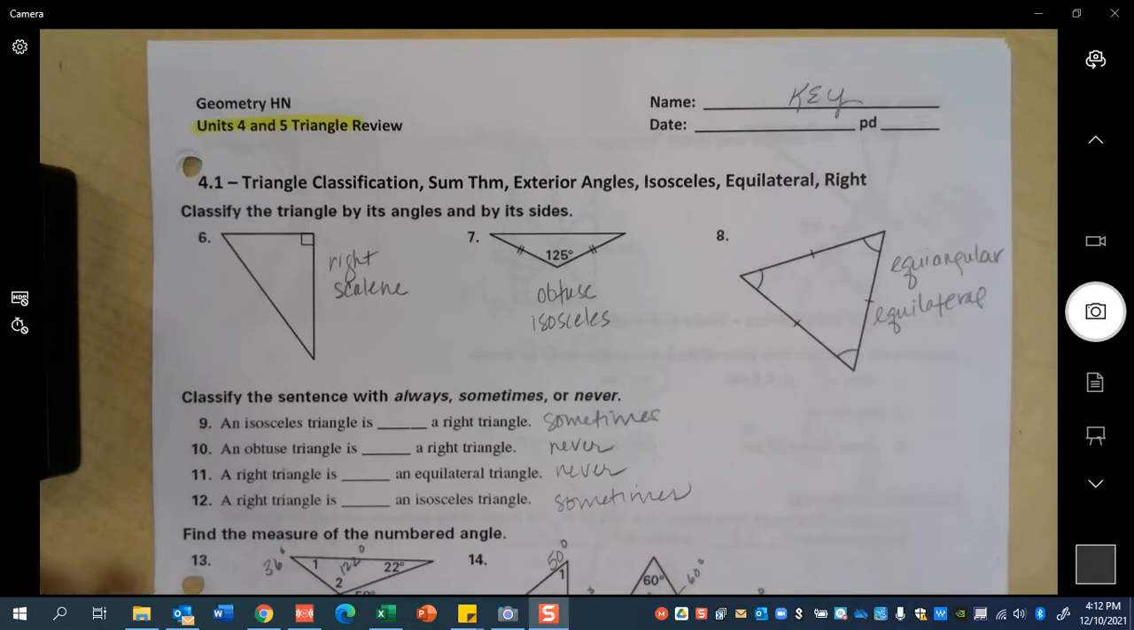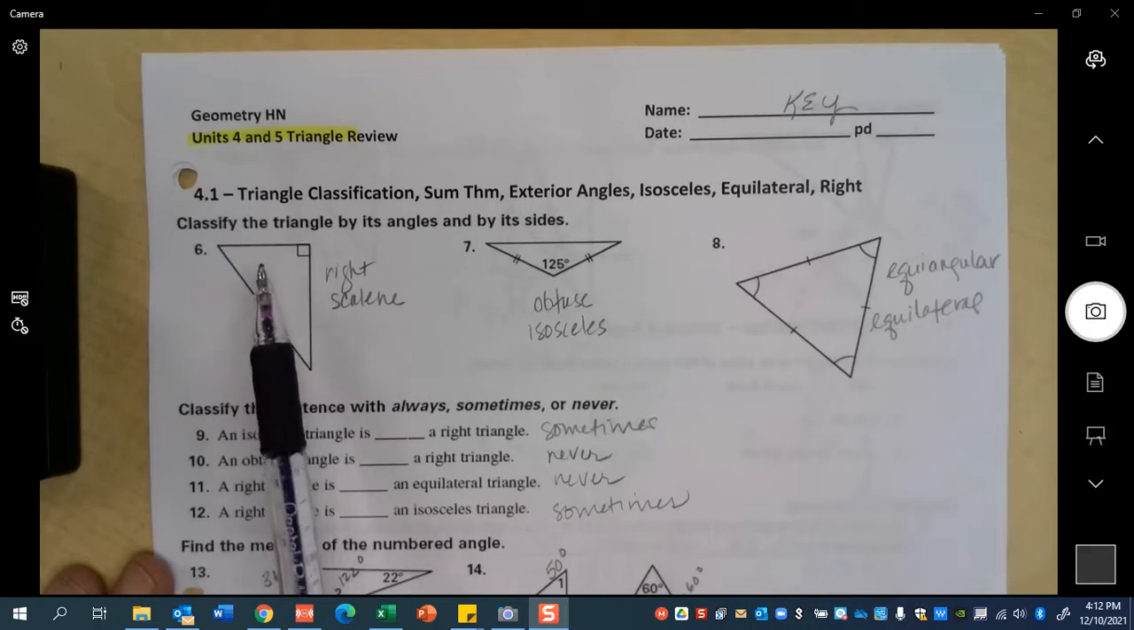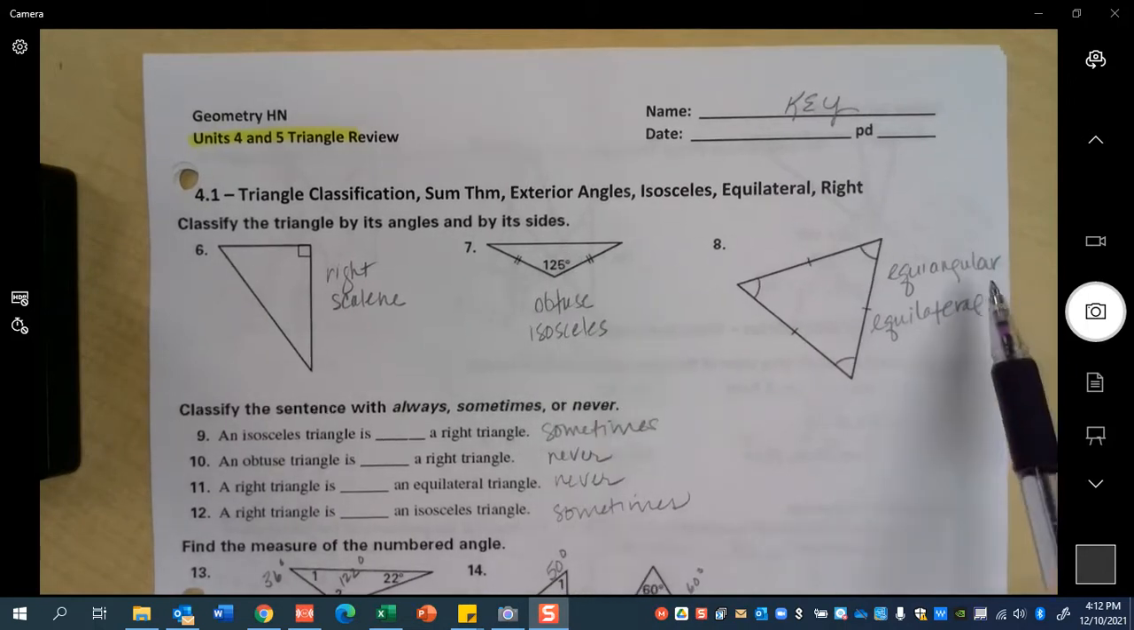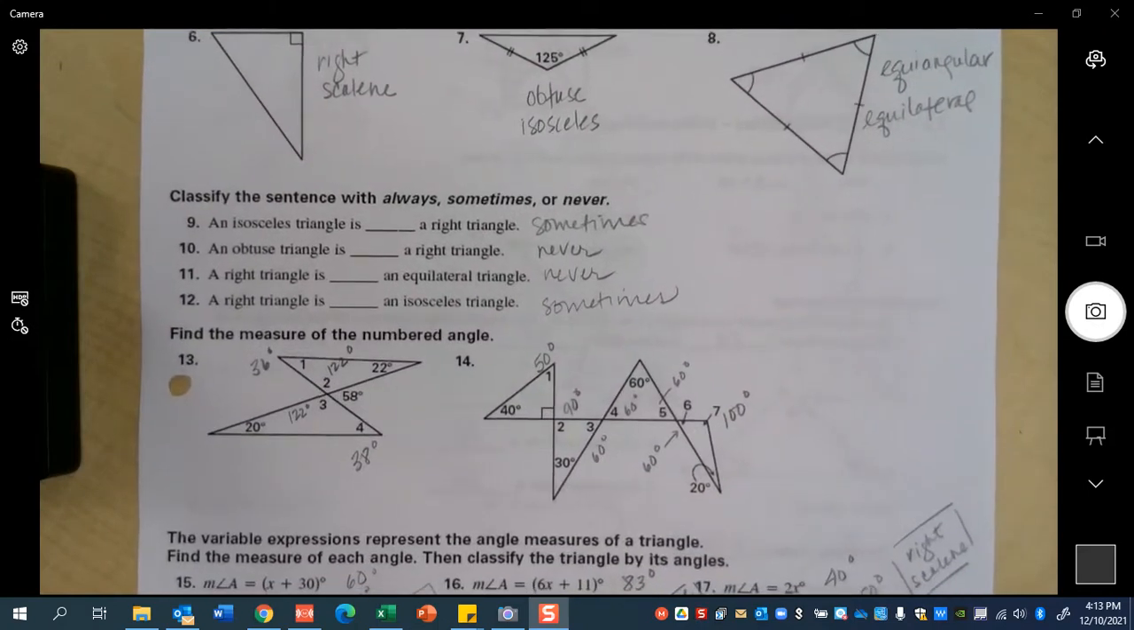All right, so just passing through, we've got a right scalene. If they don't tell us we have any congruent corresponding parts, we can't assume it. So I know that this is an obtuse isosceles, an equiangular, and equilateral. Check out the sometimes, always, never section. An isosceles triangle is sometimes right, a right triangle is sometimes isosceles. That works both ways. An obtuse triangle will never be right, and a right triangle will never be equilateral.